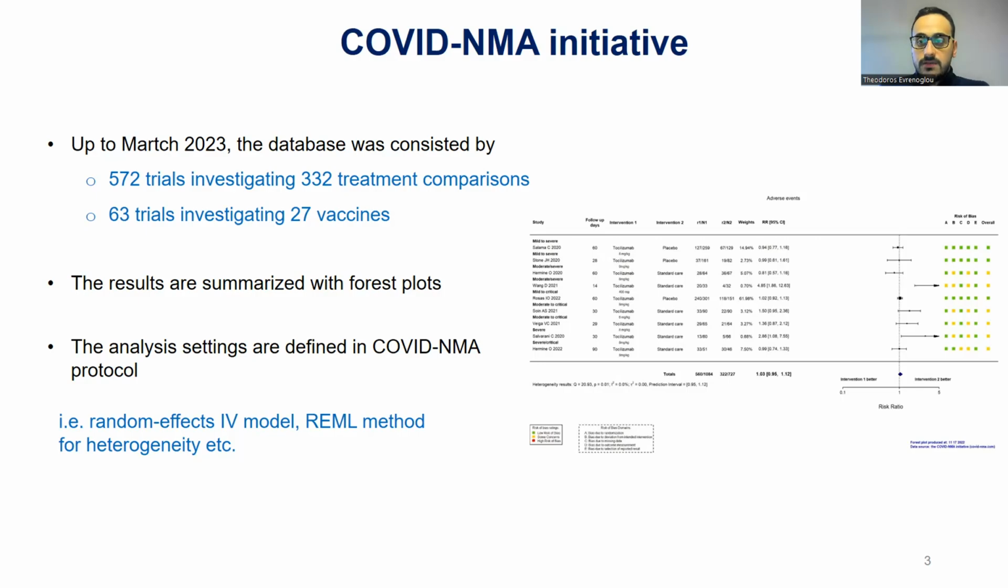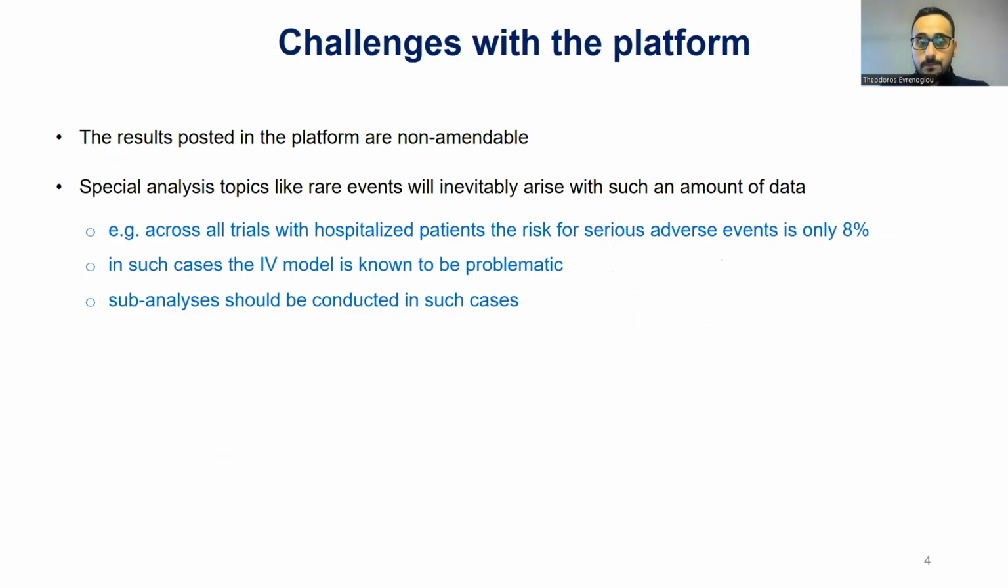These specific analysis settings create a consistent environment in which to do the analysis, but on the other hand, they make our results non-amendable. And we know that with such a huge amount of available data, special analysis topics will inevitably arise. For example, we know that across all the trials with hospitalized patients, the risk for serious adverse events is only 8%. This refers to the trials in the COVID-NMA database.